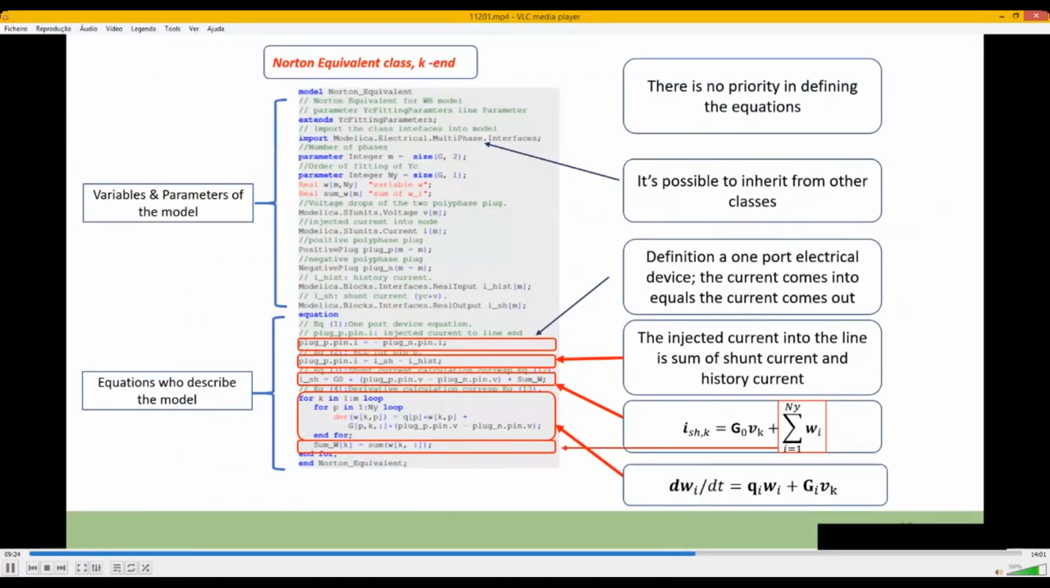You can see here in the equation compartment the injected current into the line is the sum of shunt current and hysteresis current. And in the next line, the shunt current is coded exactly as seen in equation 9. The one-by-one correspondence is highlighted here.